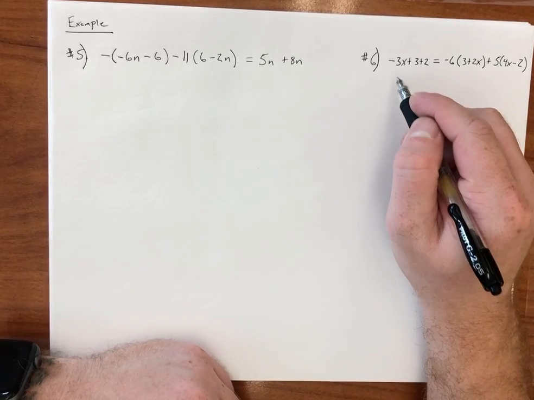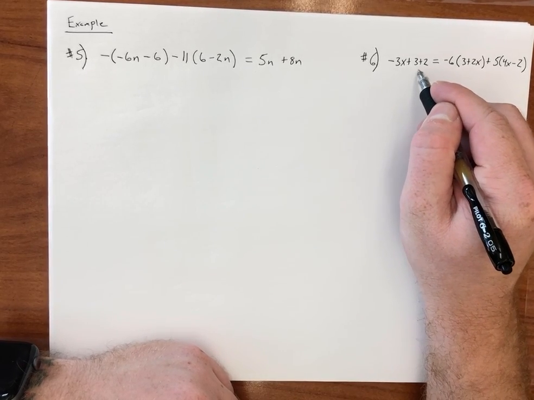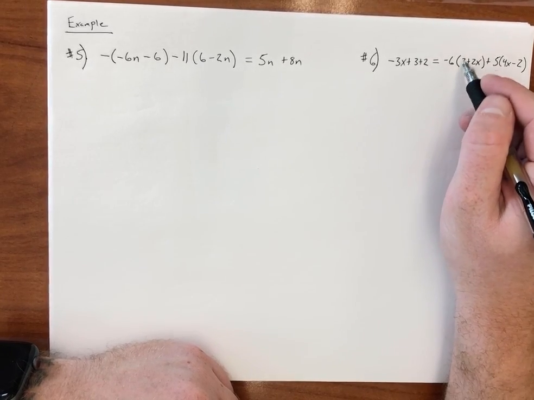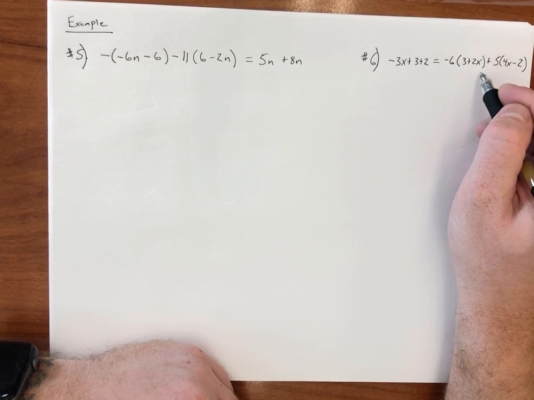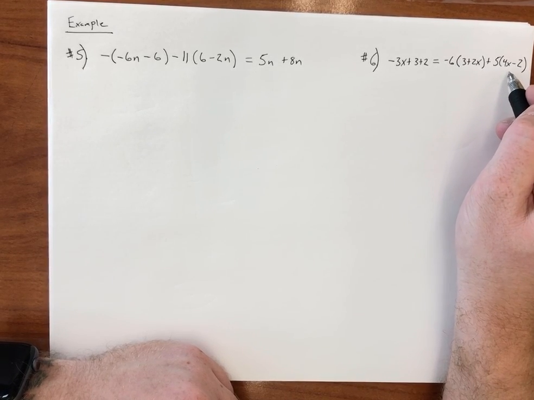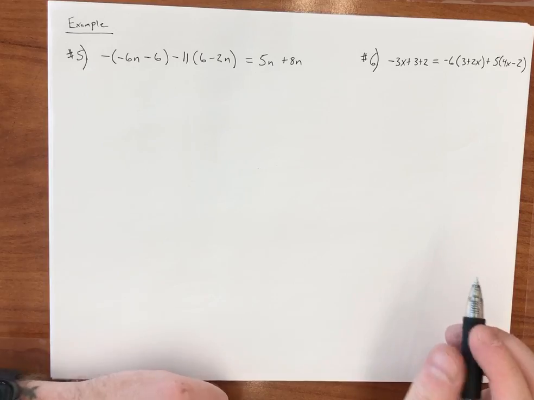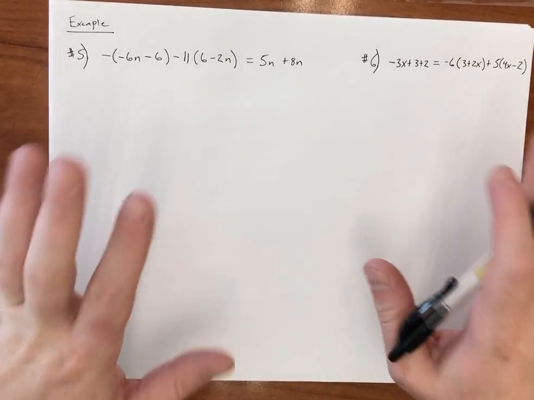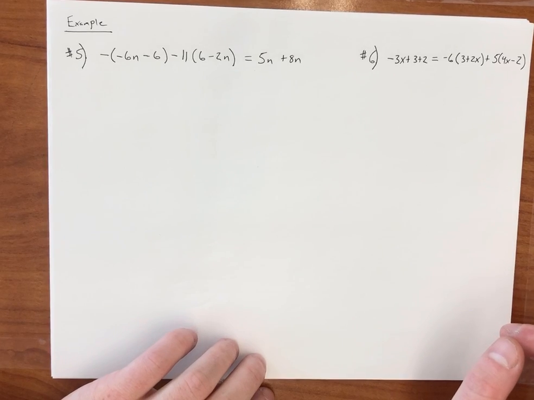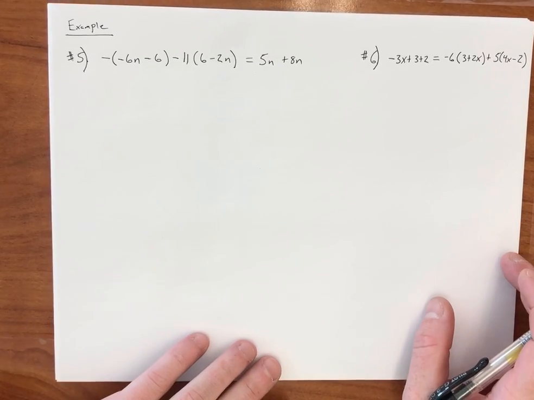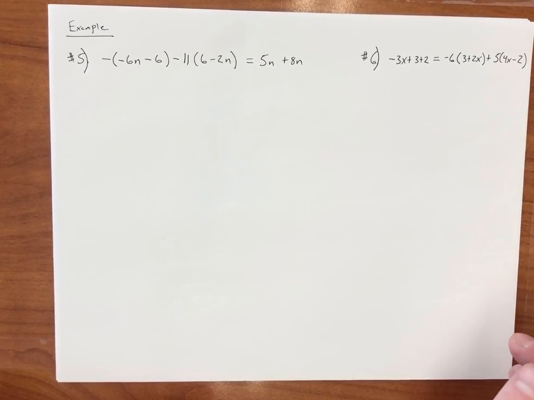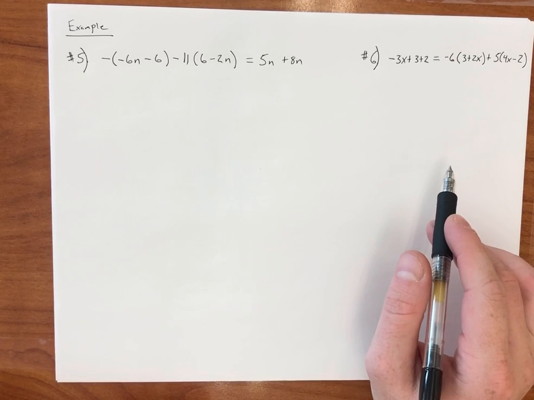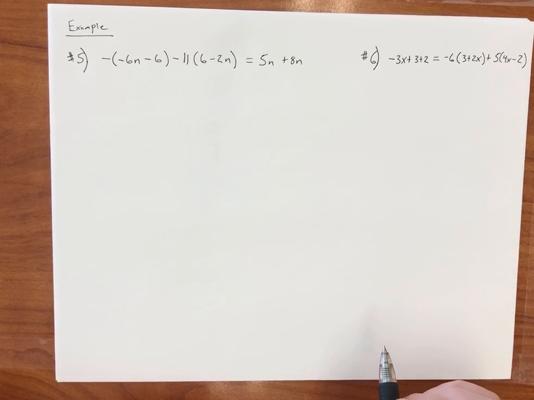Number 6 is negative 3x plus 3 plus 2 equals negative 6, parentheses, 3 plus 2x, parentheses, plus 5 times 4x minus 2. Okay, so these are our two problems. I'd like for you to write both of these down, and I want you to try them on your own. Before you watch this video all the way through, I would like for you to have at least an answer for x and n for number 5, x for number 6. So go ahead and pause the video and try this on your own.